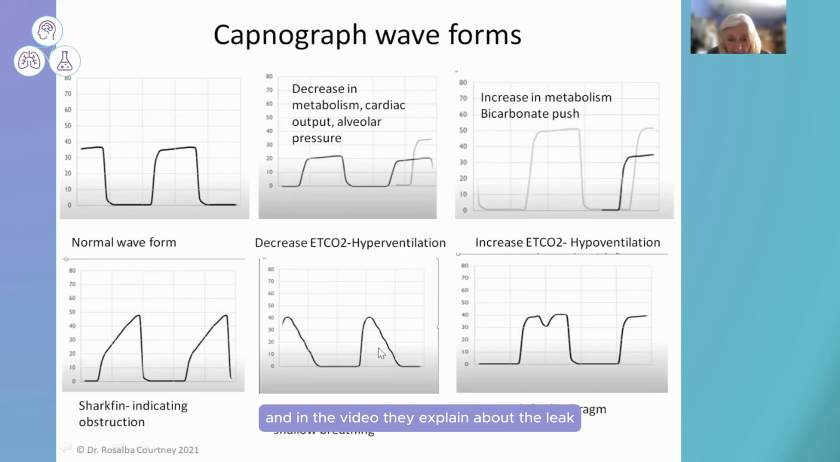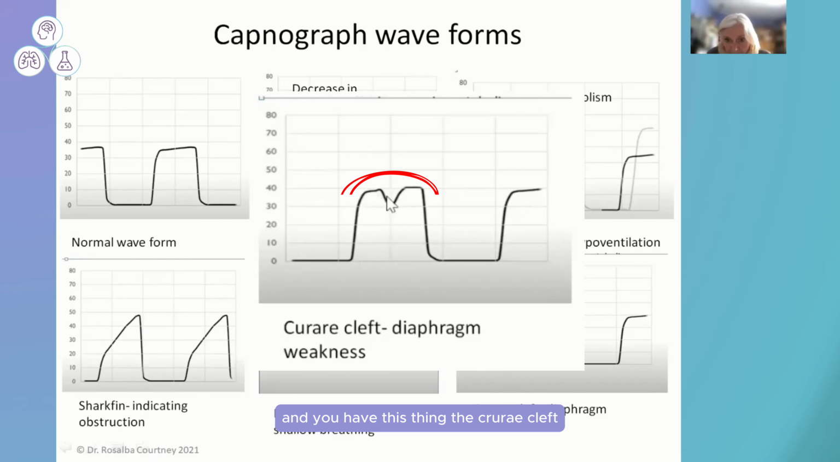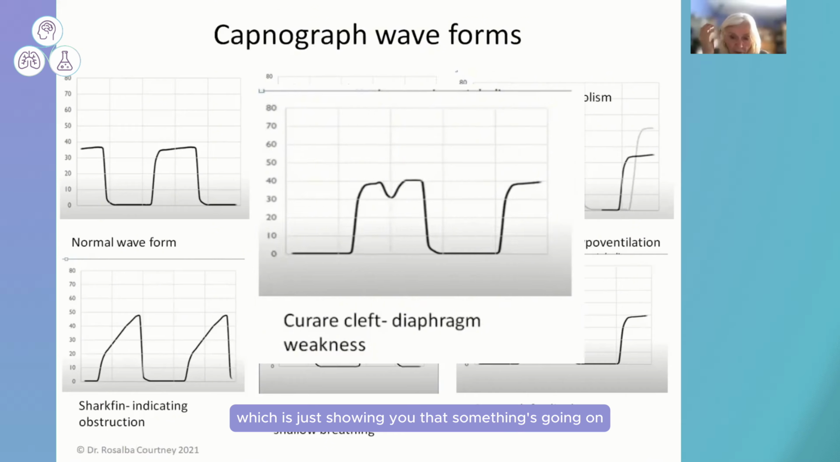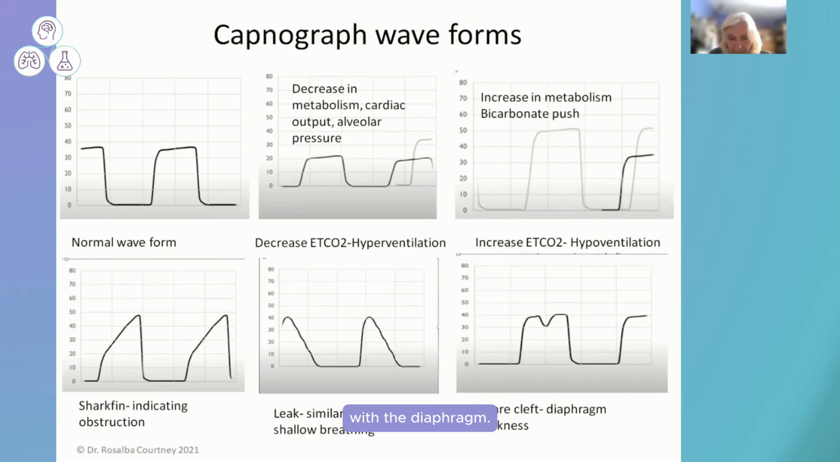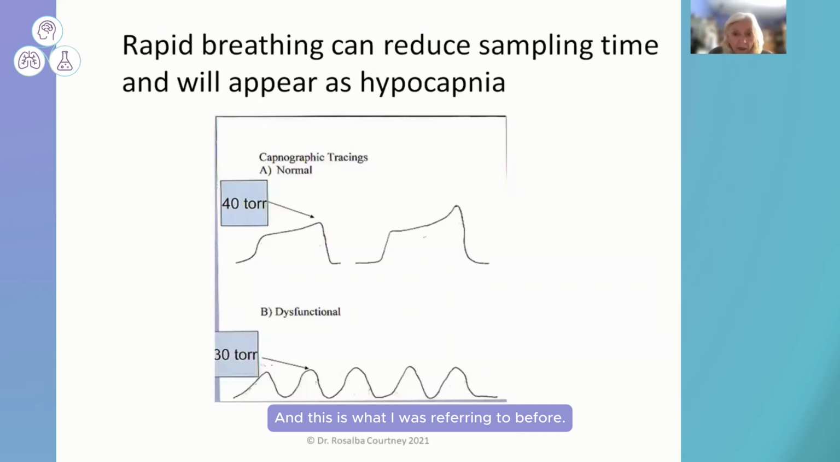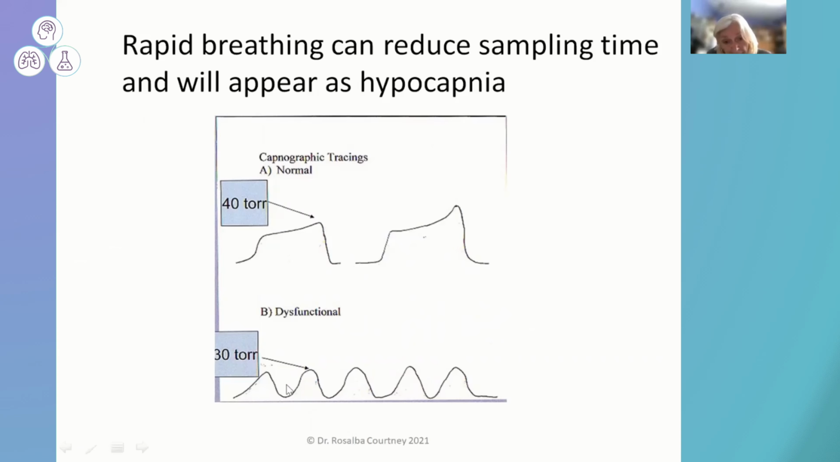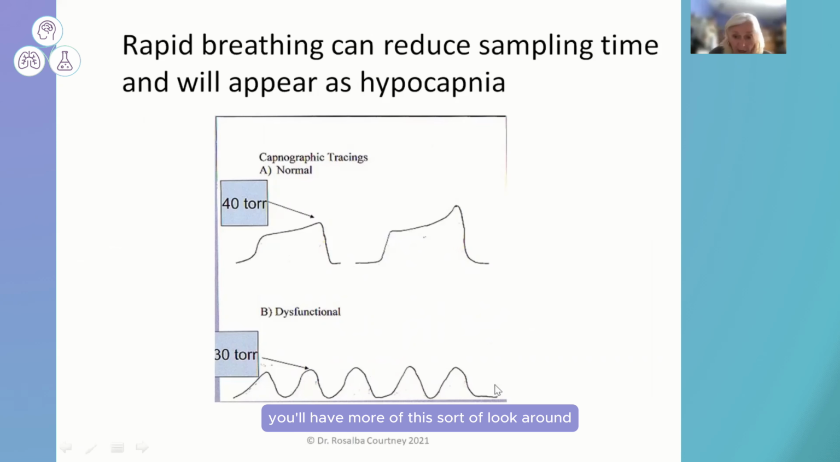And in the video they explain about the leak, and you have this thing, the curare cleft, and sometimes I actually see this with my patients. You see a little dip or even multiple dips at the end of the exhale like that, which is just showing you that something's going on with the diaphragm. And this is what I was referring to before. So very often when you get people to slow their breath, you will see this lovely Rock of Gibraltar shape. But when people are breathing very quickly, you'll have more of this sort of look around the capnograph.